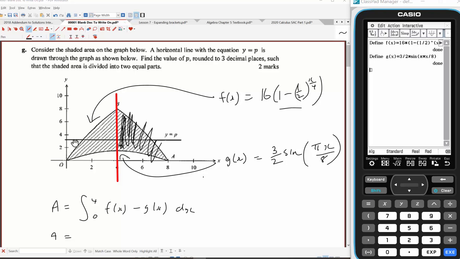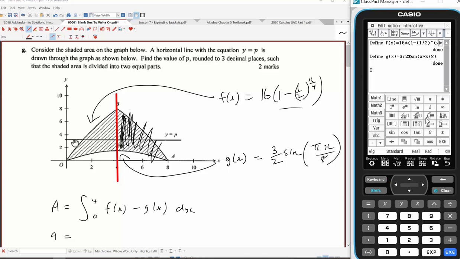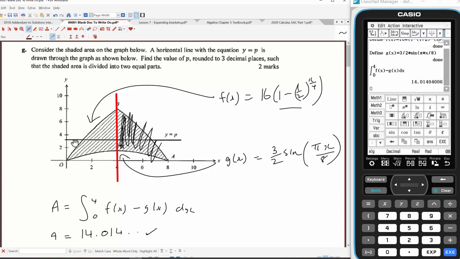Okay, so they're both defined now. So now what I'm going to do is do my integral between 4 and 0, top function take away bottom function. That's the exact value. Let's get a decimal. Okay, so this area here is 14.014 ... units.